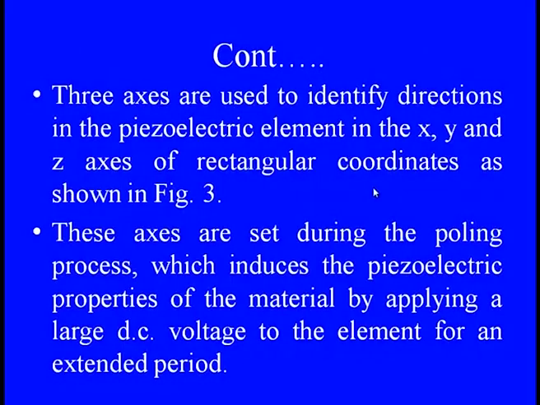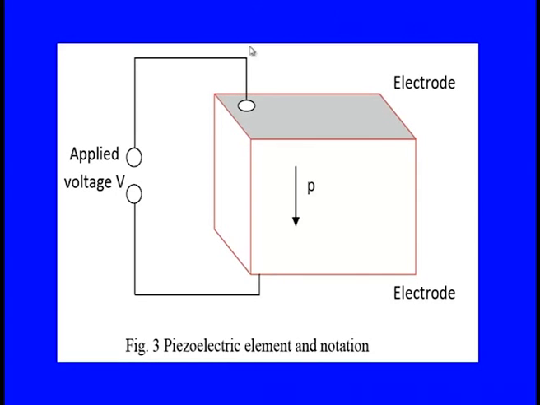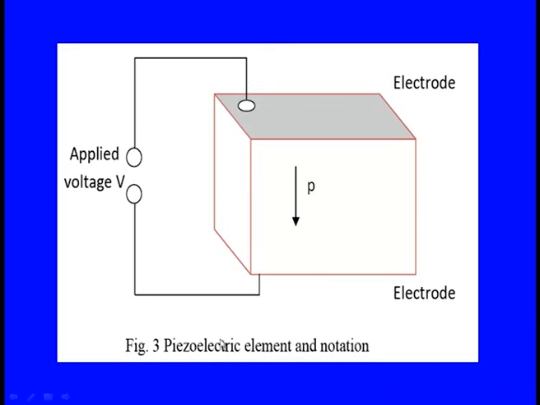So three axes can be used to identify the directions of the piezoelectric element, and correspondingly we can use a rectangular coordinate or any kind of XYZ coordinate system. These axes are set during the poling process, which induces the piezoelectric properties of the material by applying a large DC voltage to the element for a certain period. You can see all three axes here. Pressure can be applied on a particular electrode, and we measure the voltage drop corresponding to the pressure. Whatever changes happen within the element, the positive and negative charges are separated, and they generate a voltage across the material.